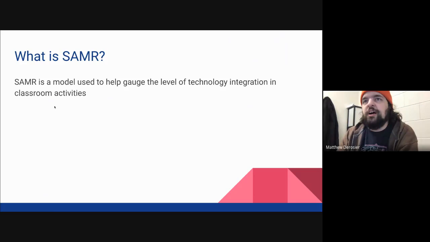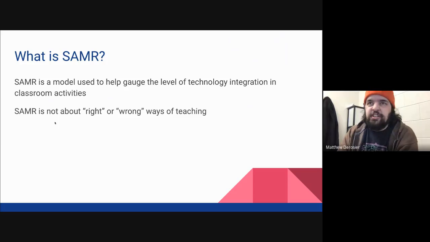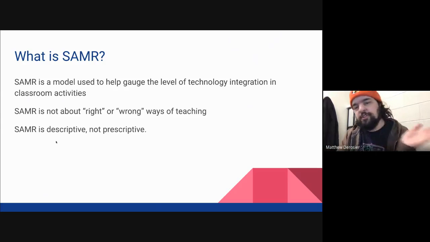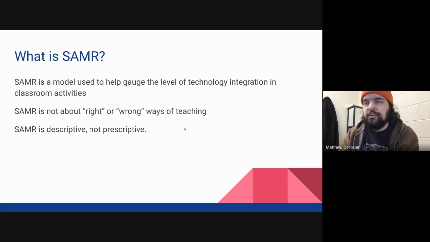It's important before we even take a look at SAMR that it's not about a right or wrong way of teaching. SAMR doesn't tell you what to do. SAMR is just a way of describing what we're seeing. So SAMR is descriptive and not prescriptive. It's not going to tell you, oh, you should be doing things this way. It's just saying, this is the way that you're doing things, and let's consider, are there options available to you to do things different ways.